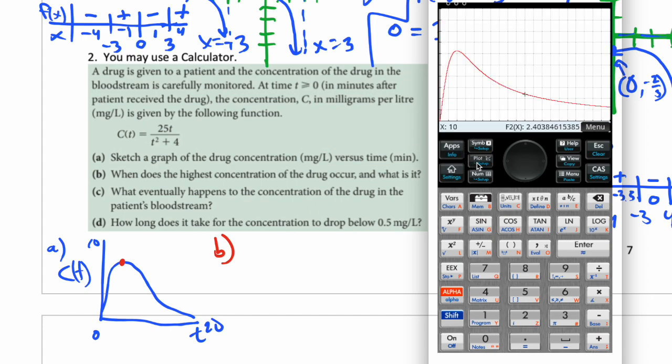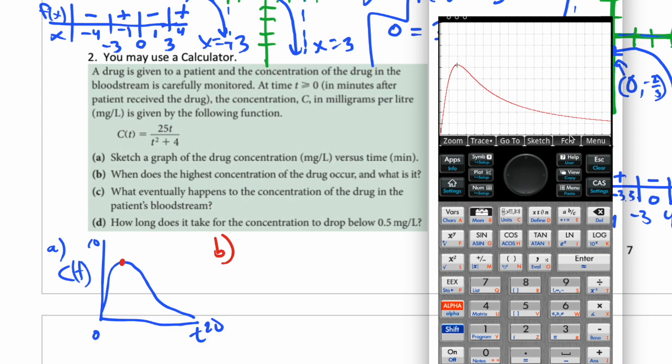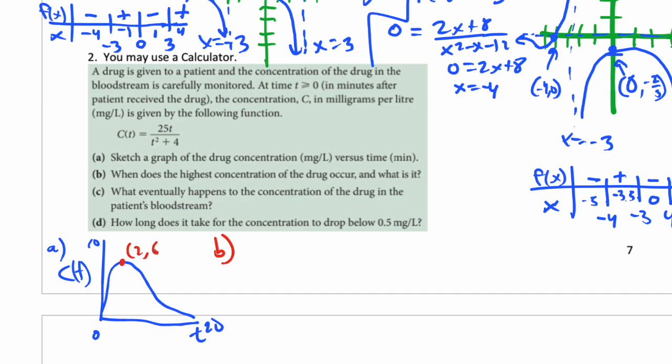So we can just go to plot, click near the maximum, and then go to menu, function, extremum, and it gives you 6.25. 6.25, so that's after 2 minutes. And that's what the question is asking, after 2 minutes.